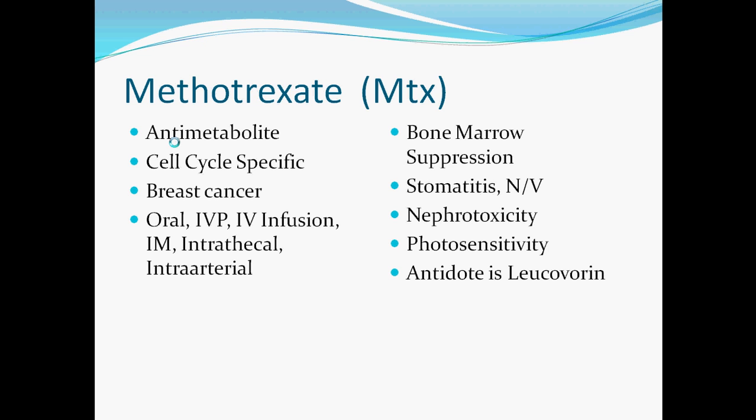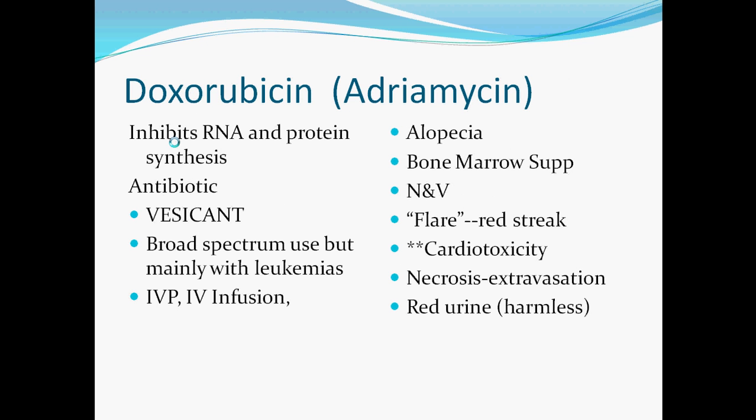Doxorubicin inhibits RNA and protein synthesis. It's a vesicant, so we need to make sure that when we're infusing it, we understand what's going on there. It's broad spectrum, but mainly it's used in leukemias. It can be given IV push or IV infusion. Causes alopecia, marrow suppression, nausea, and vomiting. Flare, or a red streak, with this drug is a side effect that you need to be aware of.